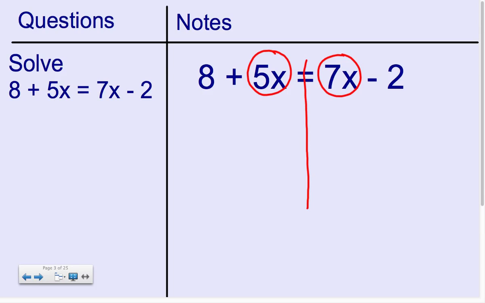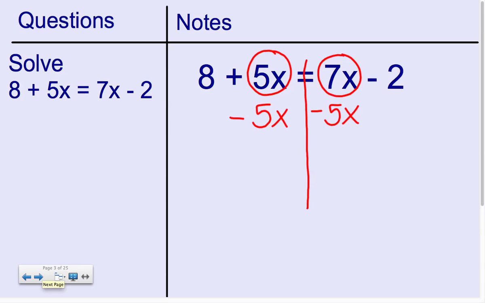There's going to be 2 possibilities on every problem that we could do. One possibility for this one is since 5x is positive, I could subtract it on both sides. Or since the 7x is also positive, I could subtract 7x on both sides. Either one will work and will get you the same answer in the end. I always like to avoid negatives if possible, so the way to avoid negatives would be subtracting 5x on both sides.